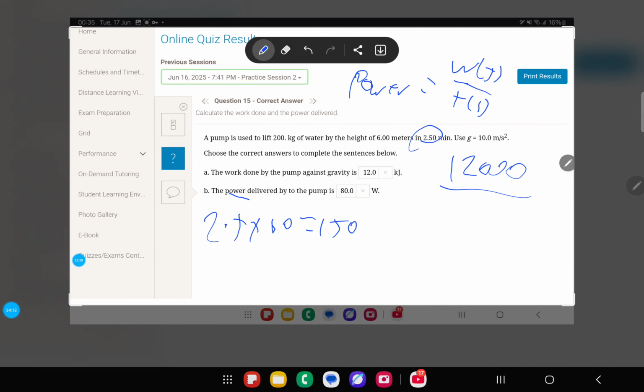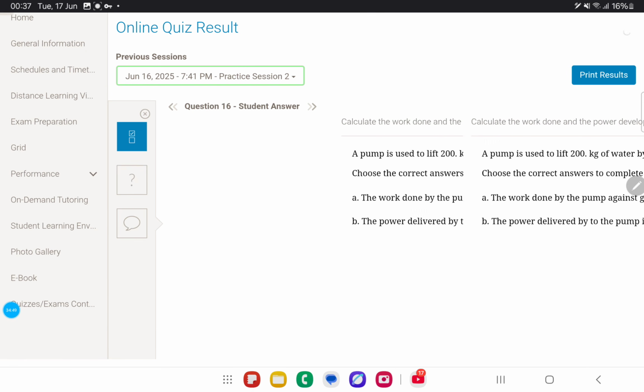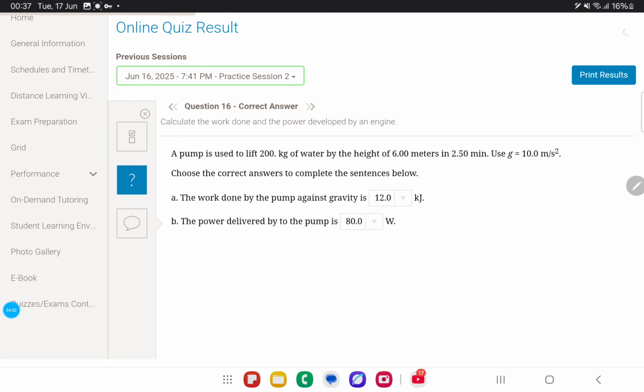Or if you want to be manual, you can just do it directly. 2 minutes is equal to 120 seconds plus 0.5, which is half a minute, so 30. So 120 plus 30 is 150. You can do it both ways. I prefer this one. Anyways, so 150. So 12,000 divided by 150 is 80 watts. Power is always expressed in watts. Okay, that's it for this question. Now for question 16.